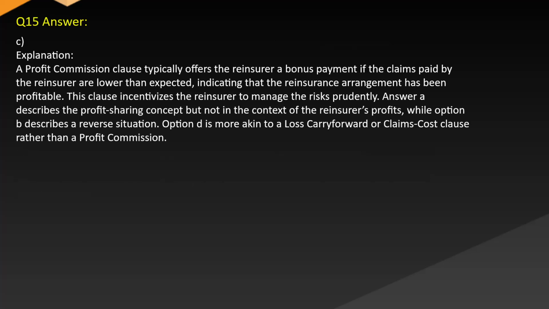Answer C. Explanation. A profit commission clause typically offers the reinsurer a bonus payment if the claims paid by the reinsurer are lower than expected, indicating that the reinsurance arrangement has been profitable. This clause incentivizes the reinsurer to manage the risks prudently. Option A describes the profit-sharing concept, but not in the context of the reinsurer's profits, while option B describes the reverse situation. Option D is more akin to a loss carryforward or claims cost clause rather than a profit commission.